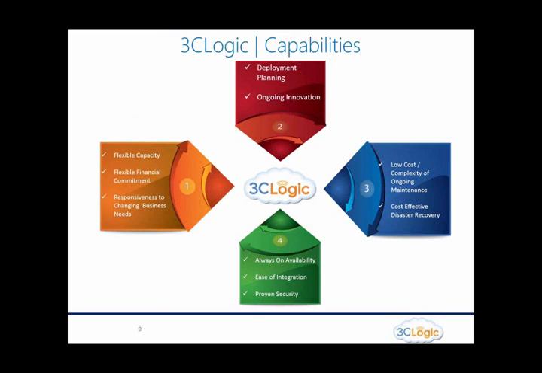But at the end of the day, 3CLogic was really founded on four capabilities. Flexibility, not only in capacity, but financial commitment. This is a truly SaaS solution. You can run it as a month-to-month contract. The second one is our ongoing innovation. This is our quarterly upgrade. Our average user launches in less than 12 business days, including a full third-party integration. The third is low cost, low complexity, not just for the user but also for the administrator. The next one is that we are always on availability. This is our 100% uptime guarantee, as well as proven security. We provide you one of the most secure cloud networks available within Amazon.